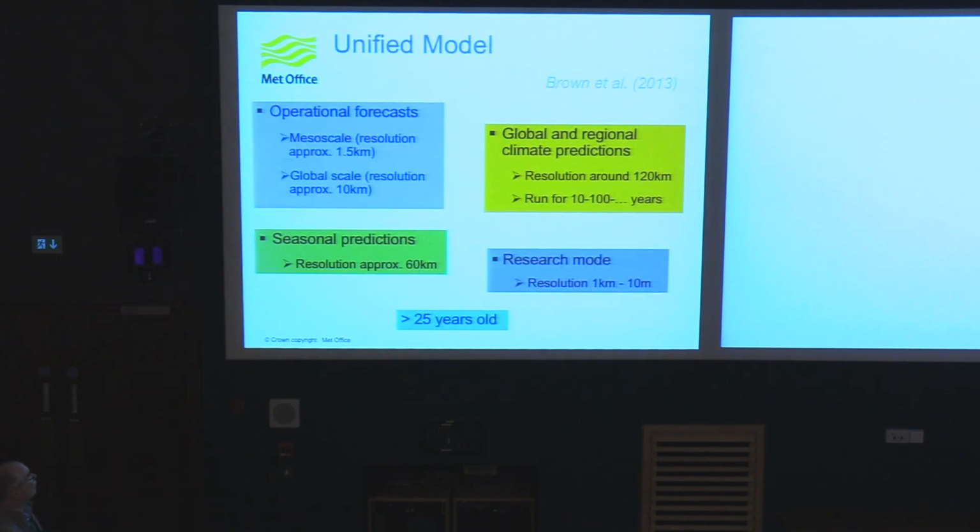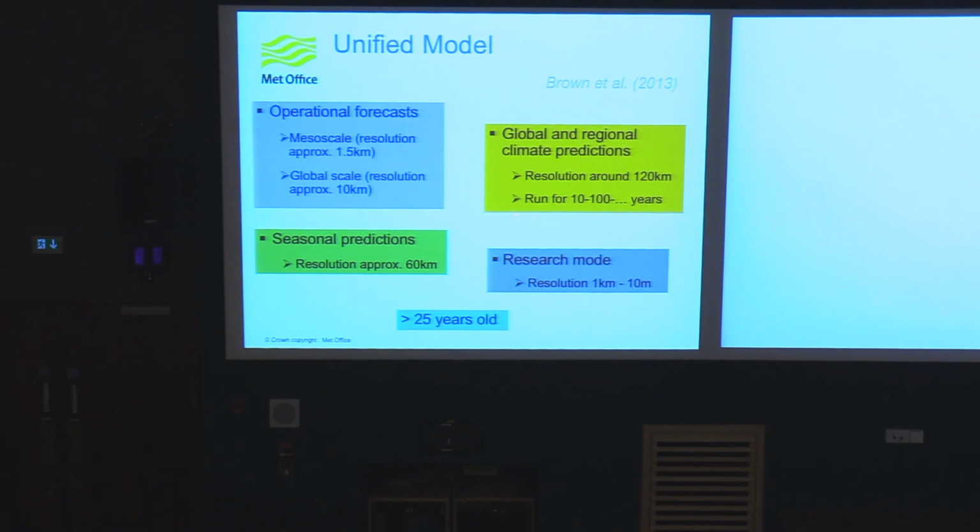So the unified model, what is it? It's unified in the sense that we use the same model to do all our operational type forecasting, right from NWP, the forecast that you see on the television, on the daily, when they're running at high resolution over the UK or whatever area of interest, right out to the very long timescale climate simulations at relatively coarse resolution.